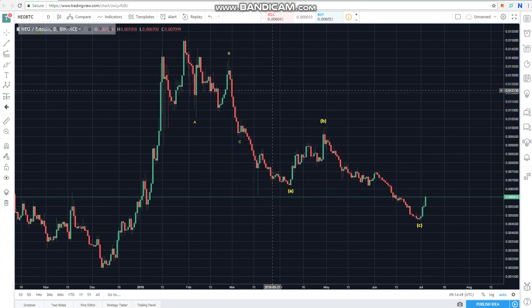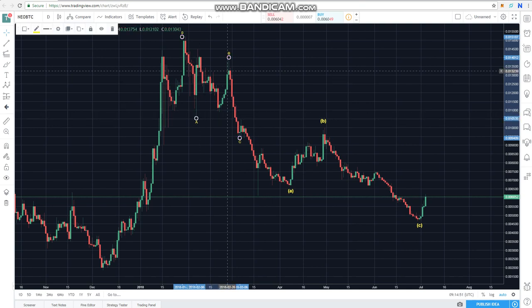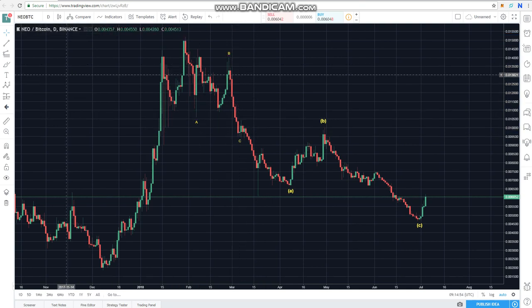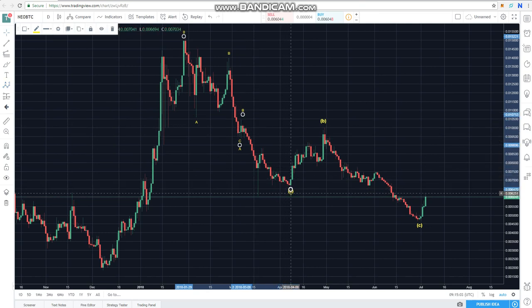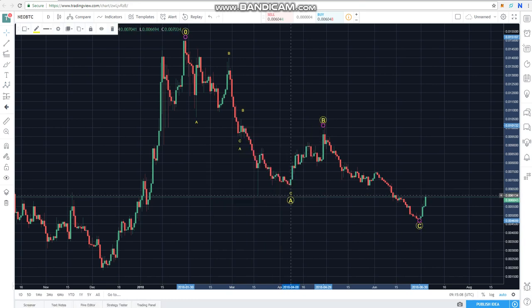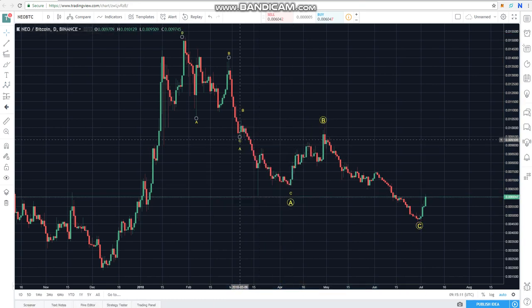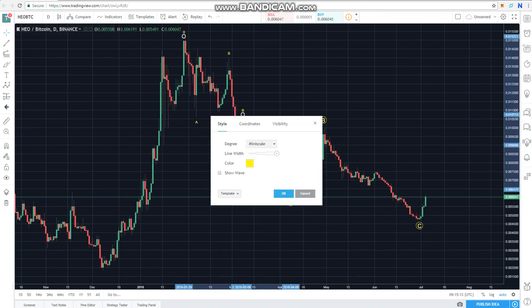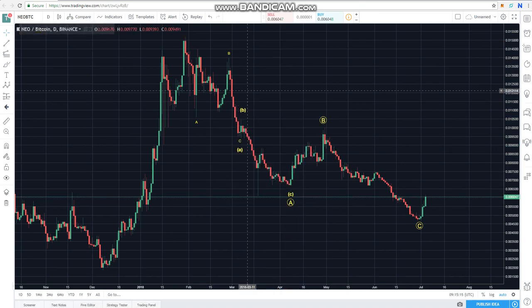And if I just label this as the minuscule, then it's very clear that this ABC would be the very first A. And there will be a B over here somewhere, and then a C to complete the primary ABC wave right over here. So if I just put this as the minuet, so this ABC would complete the A, and there will be a B.